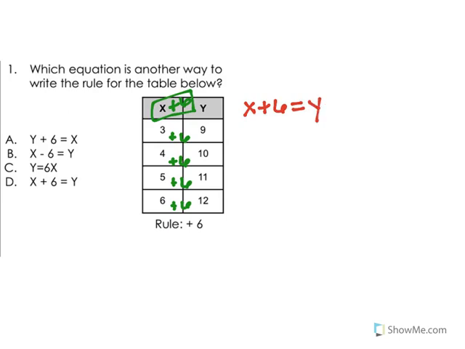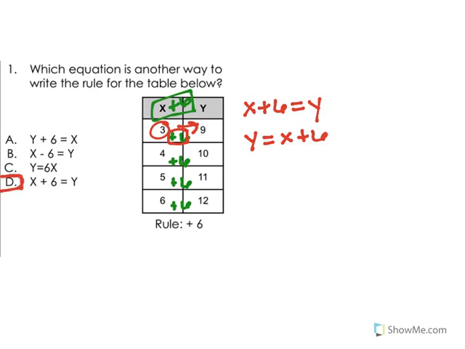Or another way we could write this would be y equals x plus 6. This makes sense because we are adding 6 every time to our x coordinates to get our y coordinates. I see the answer choice that shows x plus 6 equals y is D.